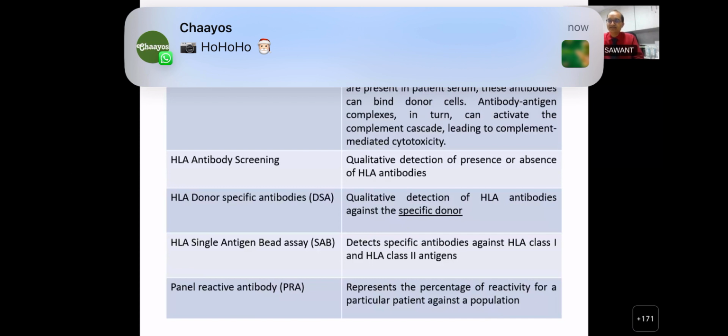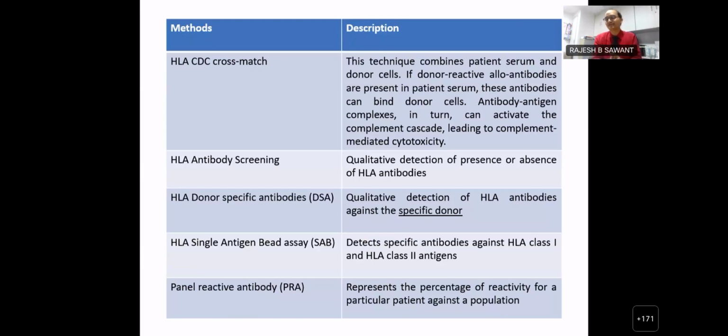Then SAB, that is single antigen bead testing. So this detects specific antibodies against class 1 and class 2 antigens. If I have to give you an analogy, if you look back at immunohematology principles, there is something known as antibody screening, which is just a general screening. So you get a yes or no result, whether a patient has red cell antibodies or not. That is like DSA, donor specific antibodies.